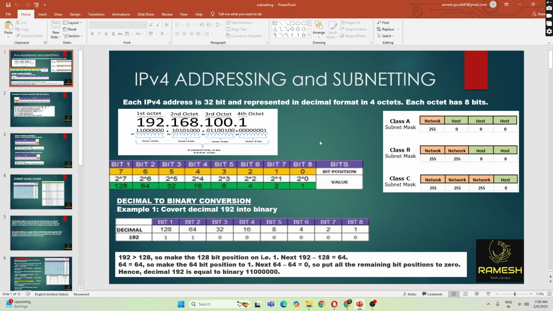So today we are going to discuss subnetting. We will do subnetting in IPv4 addressing. We have IPv4 at 32 bits and IPv6 at 128 bits, right? So we'll do subnetting for 32-bit only.